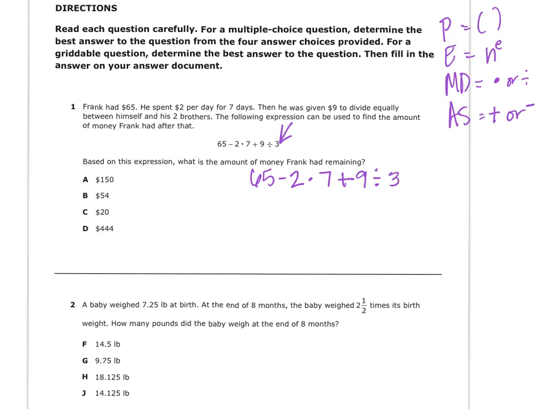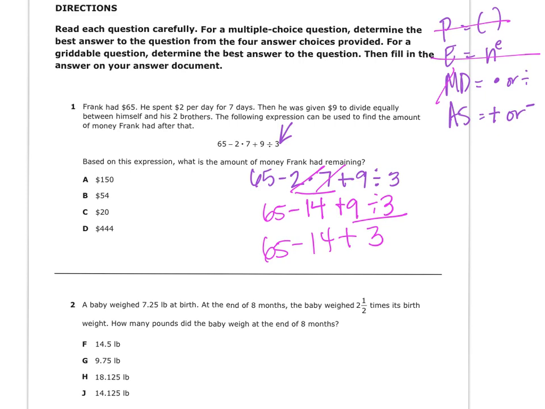Okay, do I have any parentheses? No. Do I have any exponents? No. Do I have any multiplication or division? I have both, so then you go in order from left to right. So 2 times 7 is 14, plus 9 divided by 3, minus 65. Okay, did I skip a step? No, I took care of my multiplication. Now I need to take care of my division. What's 9 divided by 3? 3. Then you better copy every single thing down. That takes care of that.